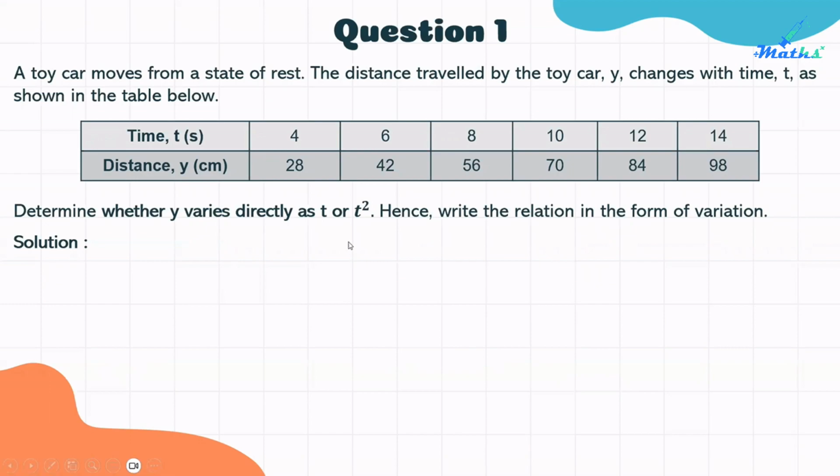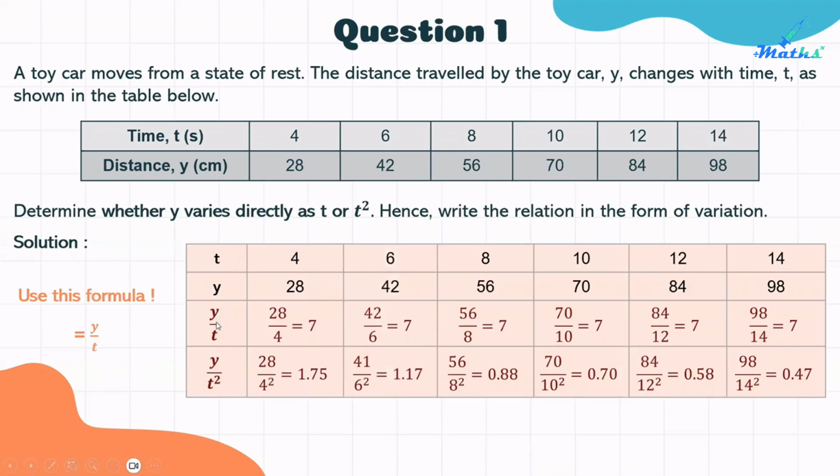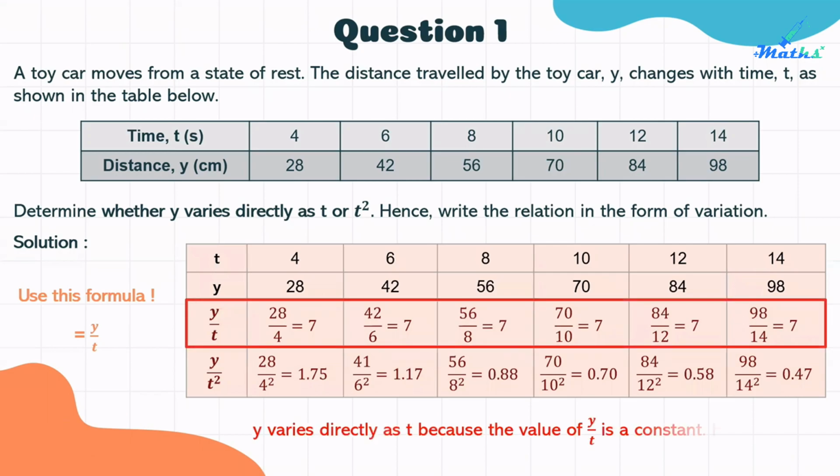How do we determine whether y varies directly as t or t squared? We need to use this formula, y over t. So let's see, this is y over t and this is y over t squared. The answer is y over t varies directly. y varies directly as t because the value of y over t is a constant. So y varies directly as t.